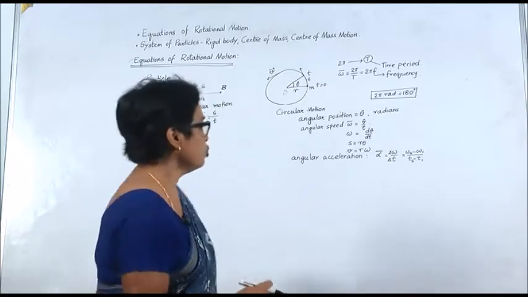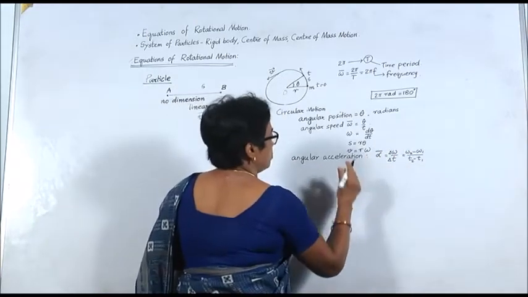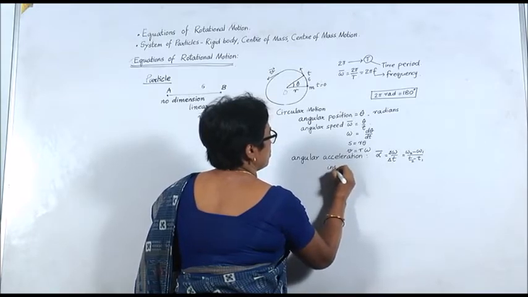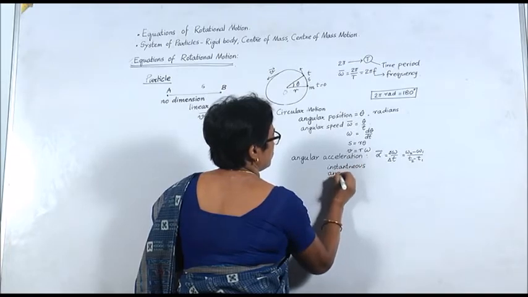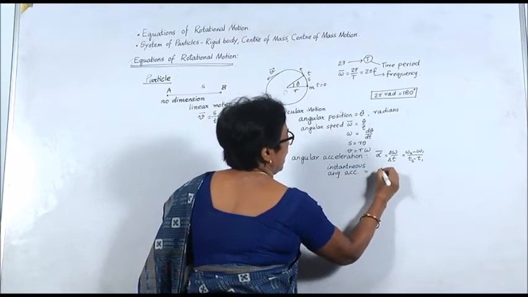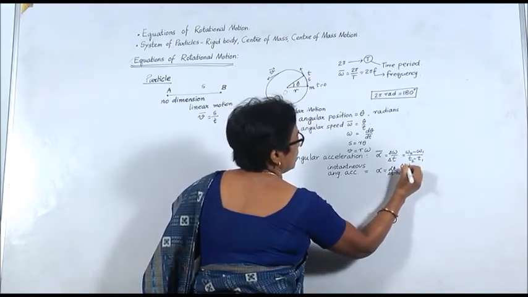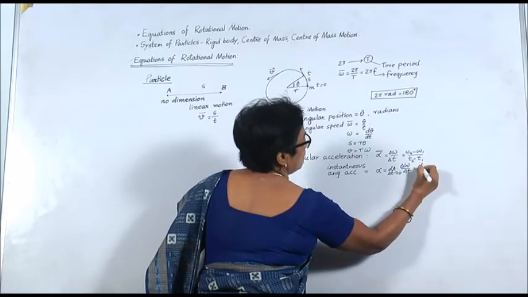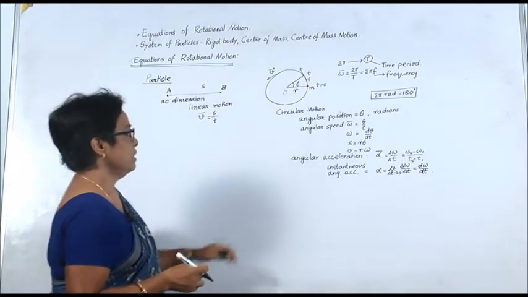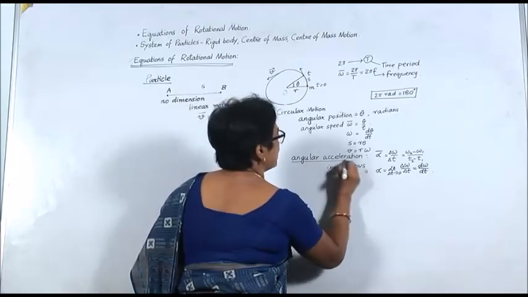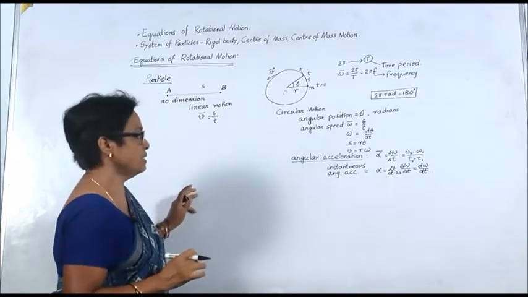So, angular acceleration will be change in omega by time taken. This is the average value. Similarly, the instantaneous angular acceleration, alpha, will be equal to limit delta t tends to 0 of delta omega by delta t, which is represented as the derivative of omega with respect to t. Okay. So, this is the new definition: angular acceleration, the rate of change of omega, is angular acceleration.